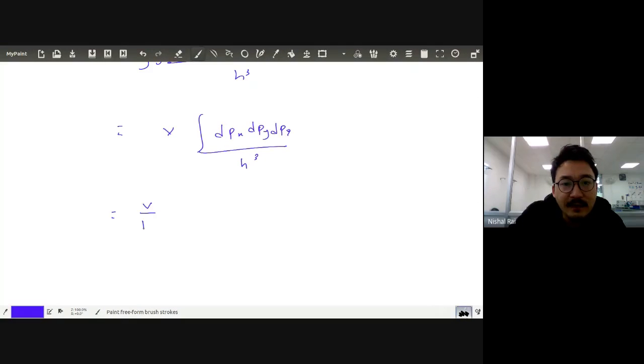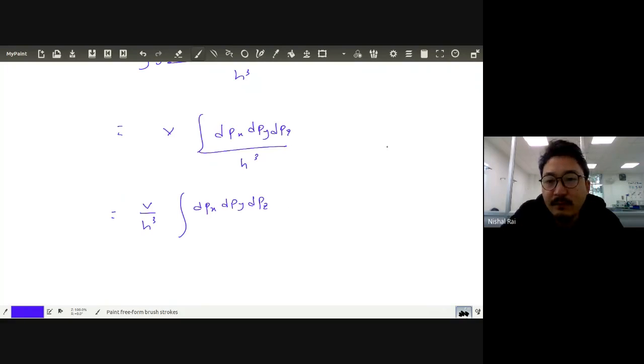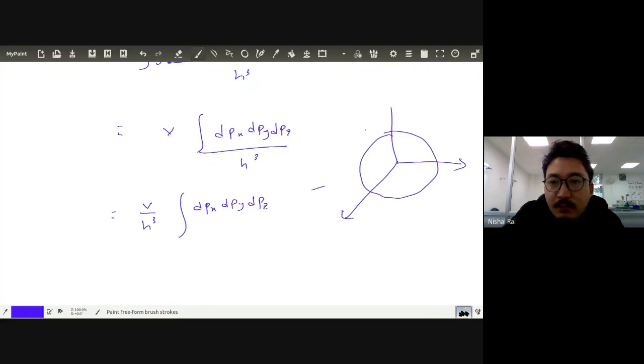Now V by h cube dpx dpy dpz. I'm doing the same thing again. Now if you remember, this will be a sphere in px, py, and pz, because the x component you have already finished, that will give you this volume in space. Clear? Now, if you remember, it will be a spherical shell which has size of what? p.